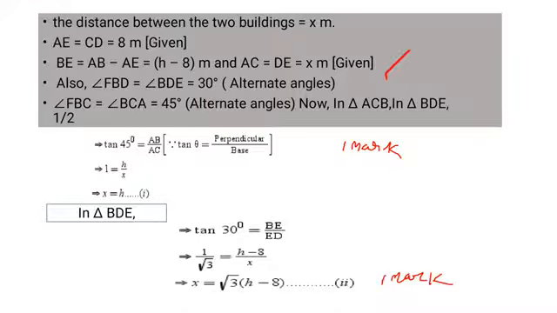Also angle FBD is equal to angle BDE, that is alternate angles, 30 degree. Angle FBC is equal to angle BCA, 45 degree. It is also alternate angle. Now in triangle ACB, tan 45 degree is equal to AB upon AC.